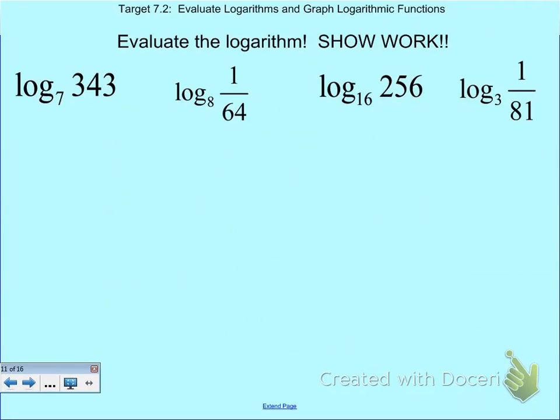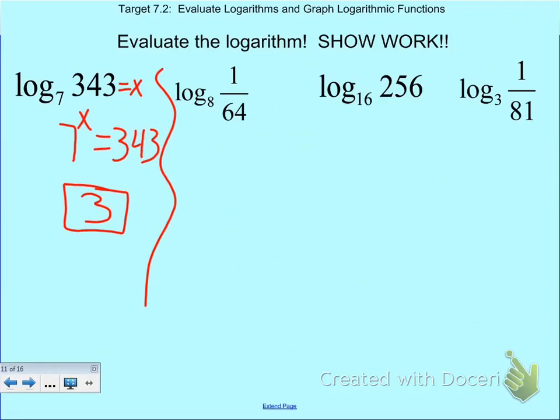Okay, so here are 4 problems that we're going to evaluate: find the logarithms and find out the answer. So give these a try, hit pause, come back and see if you got them correct. Okay, so we mentally set these equal to x. So this would be 7 to the x power equals 343. If you don't know what power of 7 equals 343, you can try in your calculator, 7 times 7 times 7 until you get to 343. Or you could just have it memorized that 7 to the 3rd power equals 343. So 3 is our answer.